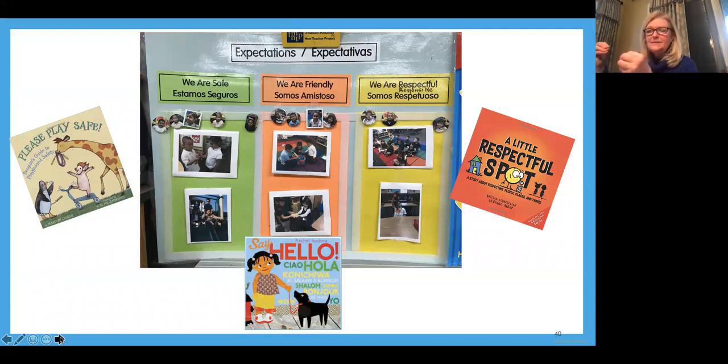So think about demonstrating, what does it look like to be respectful? What does it not look like? Because in my head, that just gives me more ideas of what that means. And there are different books that we can use to help talk about what those things mean, or learn different ways to say hello. And on here, you can see where they put photos of the children actually being safe, being friendly, being respectful.